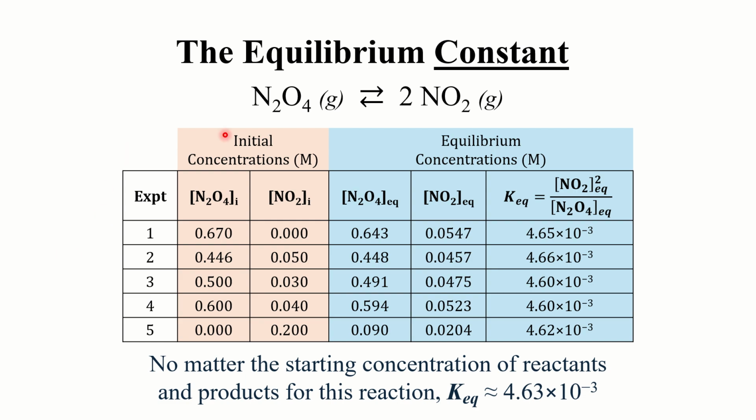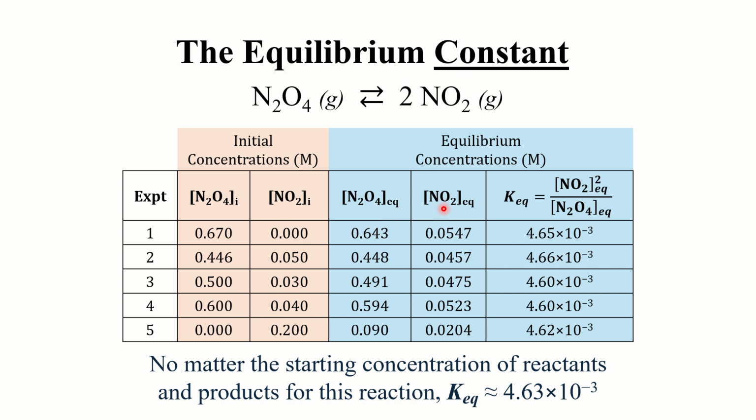All right, so let's look at how the equilibrium constant shakes out mathematically. Going back to that original equation we were using, N2O4 to form 2NO2, here we have five different experiments where we have different initial concentrations. So we can see we're varying the amounts of N2O4 present, starting with high amounts and then slowly decreasing, and we're also changing the amounts of the NO2 present. So here, these are the initial concentrations.